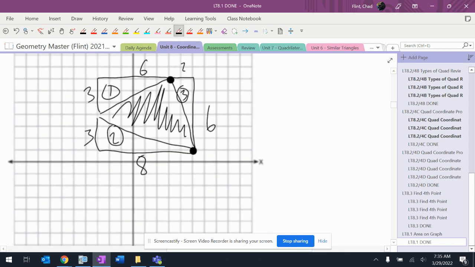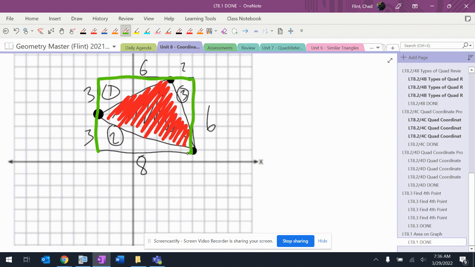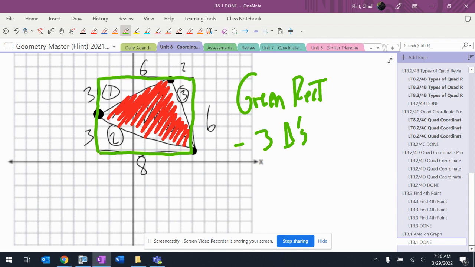So here's an example, missing a dot again for whatever reason. I had the triangle that's shaded in here. I'm going to shade it in red right now. That's the triangle I want to find the area of. So I enclose it inside of a rectangle. And then that red area is the green rectangle minus the 3 triangles. So the green rectangle minus the 3 triangles would give me the red triangle. That's how it would work.